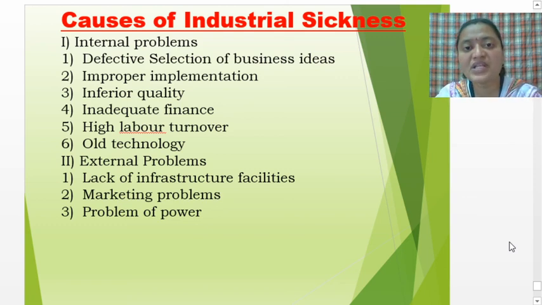Then we spoke about the external problems. Lack of infrastructural facilities: if proper infrastructural facilities are not provided to the employees, such as drinking water facilities, proper ventilation or proper departments. Then marketing problems: the industry also faces marketing problems, where there should be proper advertisement and sales promotional activities. Then problem of power: if there is no proper supply of power, current or electricity, then also the industry will become a sick unit or come into loss. So these are the causes of industrial sickness.